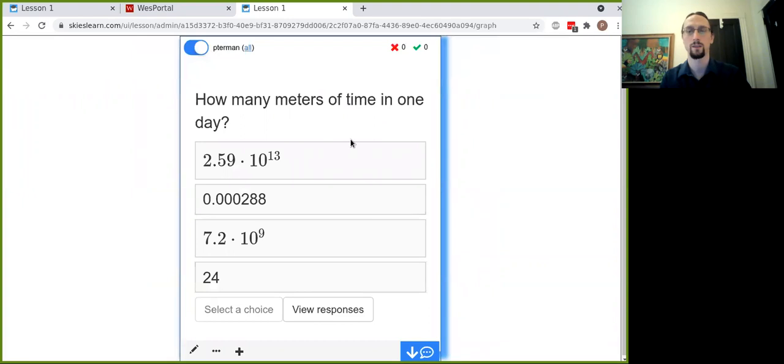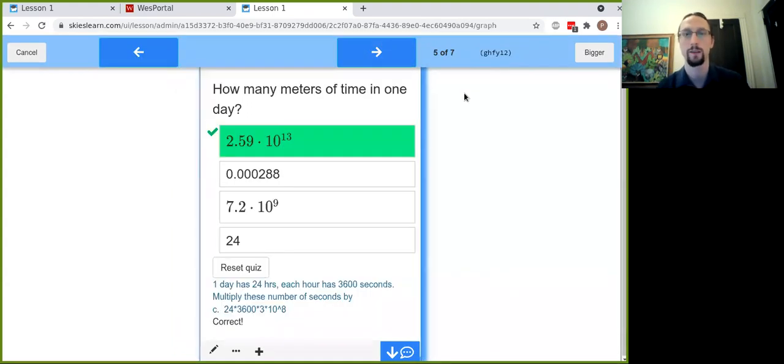And here's a quick example. So how many meters of time are in one day? Go on, work it out, and select one of the responses there. Be interested to see what you have. Go on, pause the video.